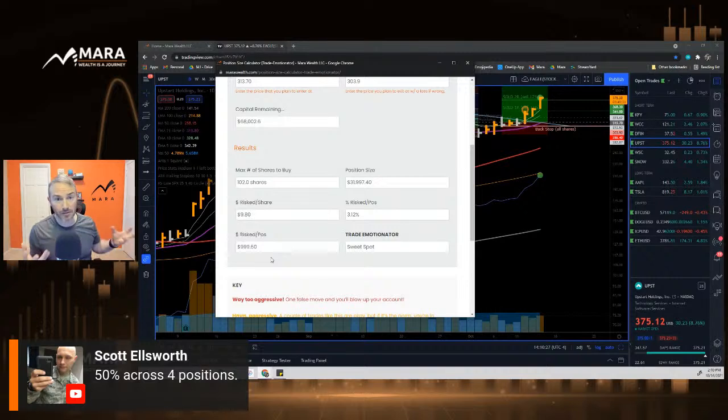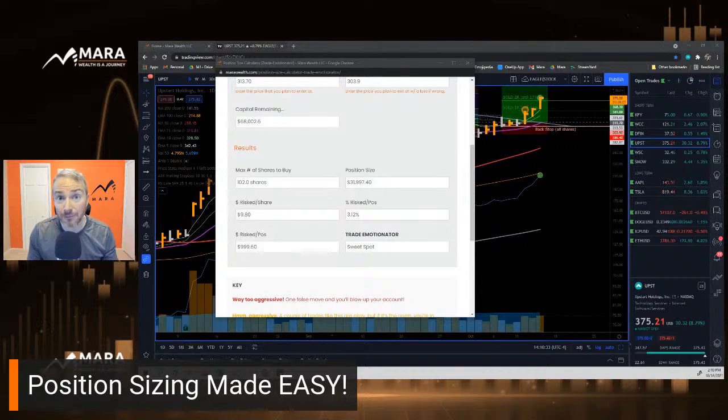That is the power of knowing where you're going to get in, knowing where you're going to get out if the trade moves against you, and doing this based off of a percentage. You don't have to be a mathematician to do it. You just have to plan ahead and know how much capital you want to put at risk, where you're going to enter this thing, where you're going to cut your loss short. And the calculator does the rest.